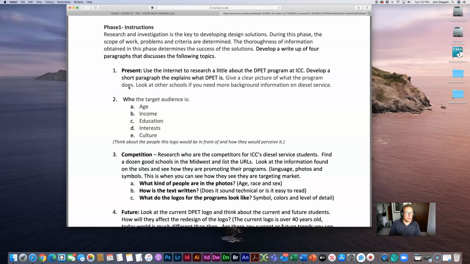Interests, also culture. Tell me a little bit about what you believe or what you perceive these people that might be coming to the ICC DPET program are culturally going to be like. So give me a profile of what you're thinking these men and women would be like. Who is the competition? That's number 3.